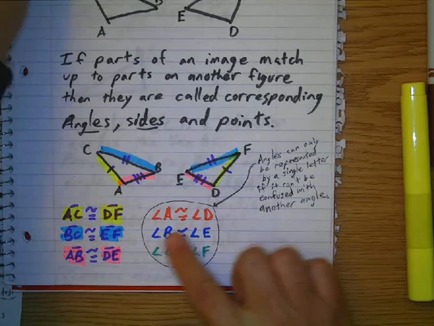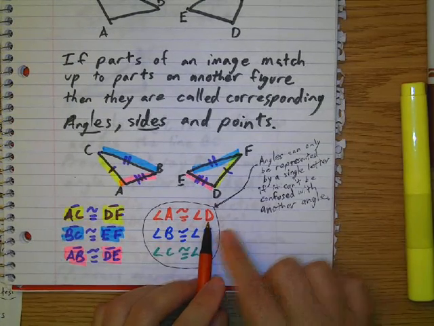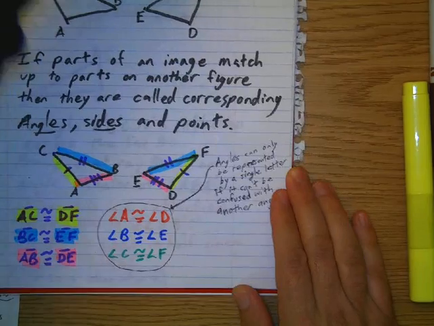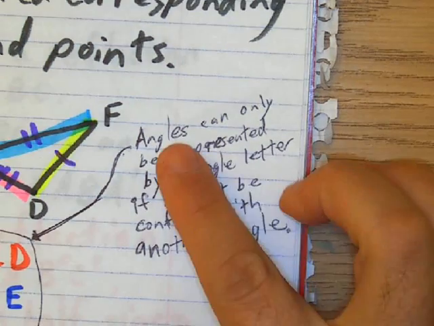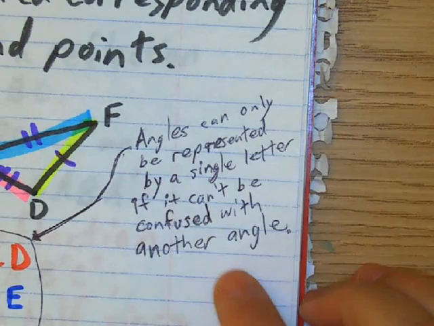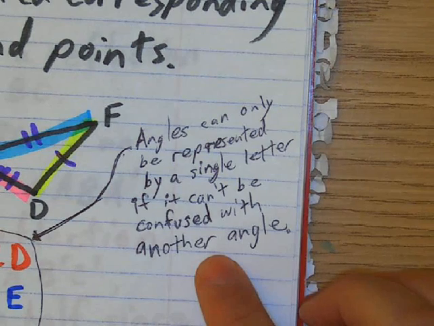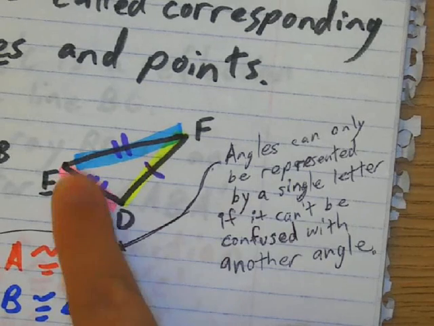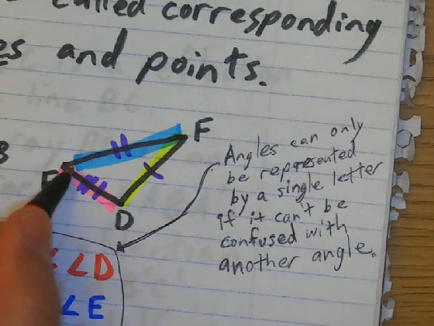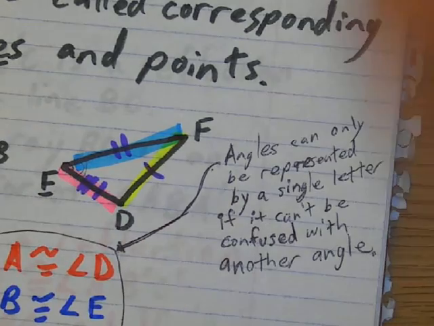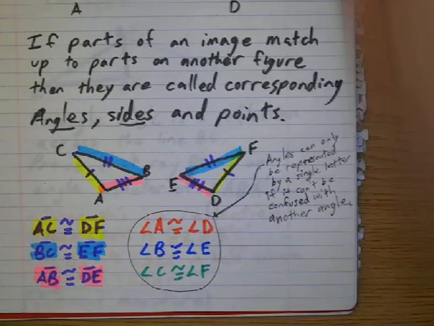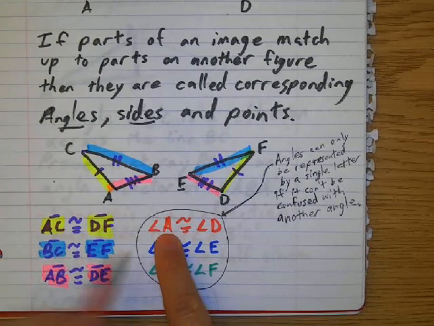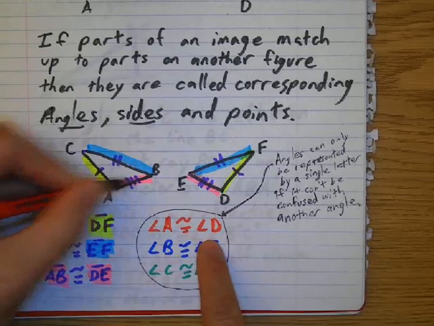Now I can use a single letter when I'm referring to angles, but I can only do that if they can't be confused with another angle. So here I'm only going to be talking about angle E. There's no confusion that I'm talking about this angle here. We'll show an example where you can't use a single letter in just a minute. But angle A is this one right here, and that's congruent to angle D.